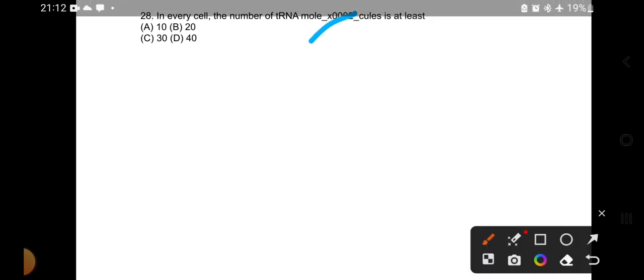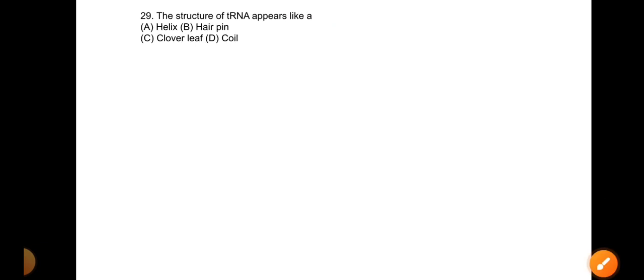28, in every cell, the number of tRNA molecule is at least. Again, thoughtful. 29, the structure of tRNA appears like. Very easy question. 30th question, although each specific tRNA differs from the others in its sequence of nucleotides, all tRNA molecule contain a base paired stem that terminates in the sequence CCA. So it's basically asking where CCA is located.